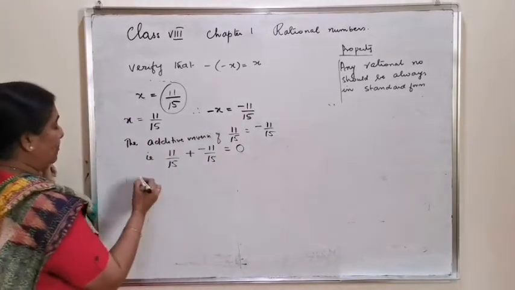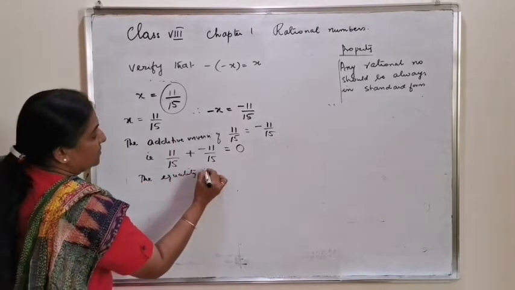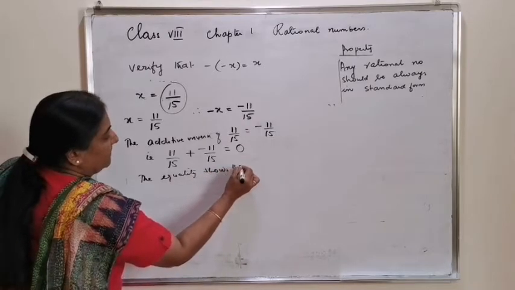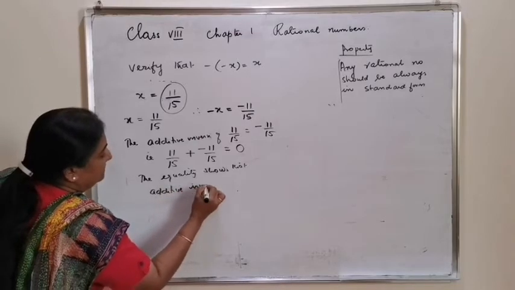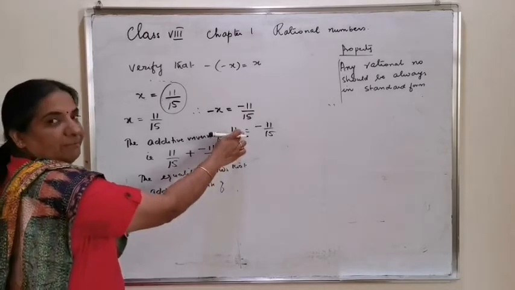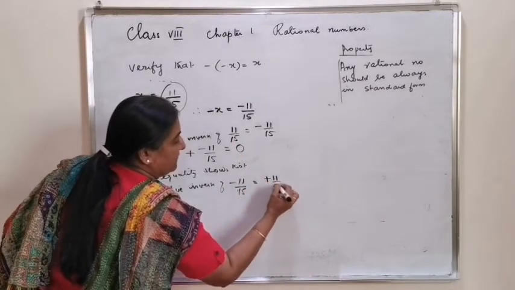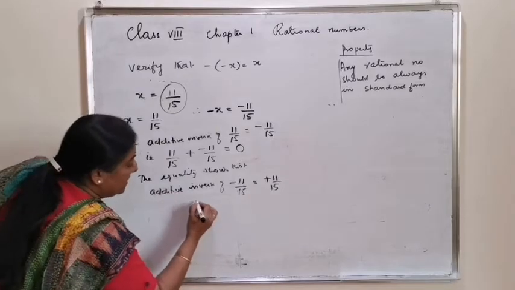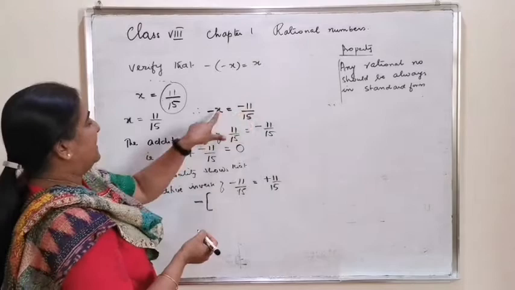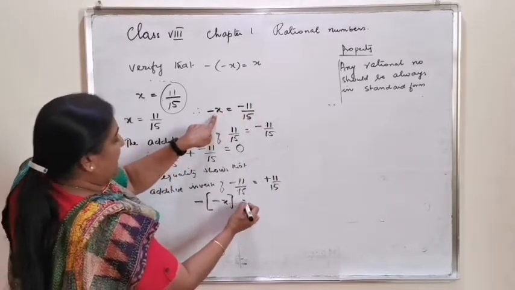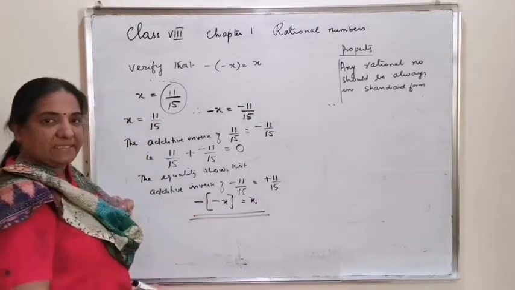And it has one more meaning. The equality shows that the additive inverse of minus 11 by 15 is positive 11 by 15. Additive inverse represents minus. Minus 11 by 15 represents minus x, and positive 11 by 15 represents positive x.